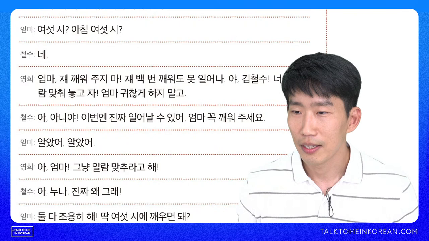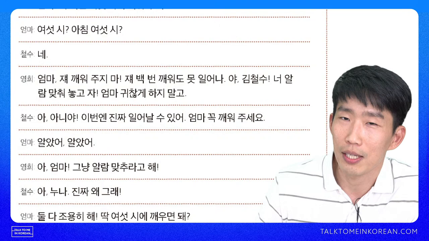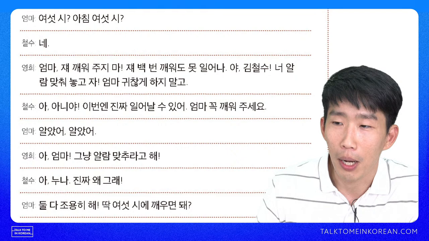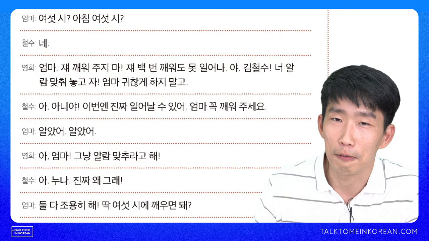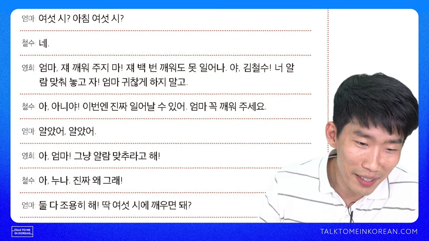너 알람 맞춰놓고 자. You have to 알람 맞추다, set the alarm. 엄마 귀찮게 하지 말고. Don't bother mommy. 귀찮다, 귀찮게 하지 마. 귀찮게 하다 is to give somebody some bothersome tasks. Oh, it's the same in Arabic? Okay. Yeah, yeah. So I think it's universal in other languages too.